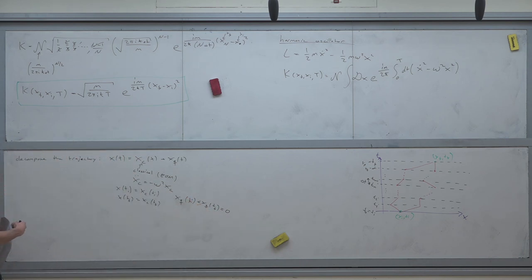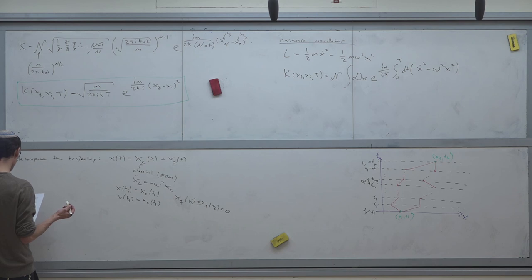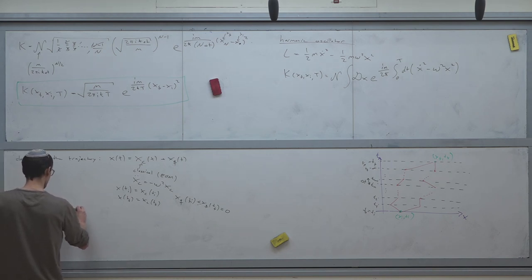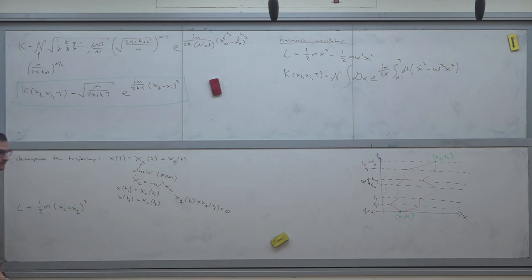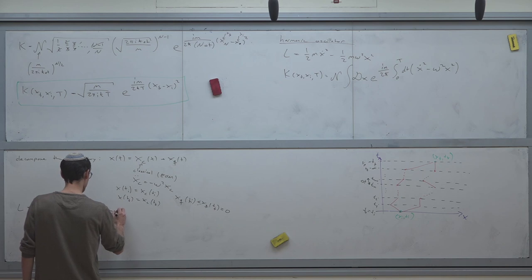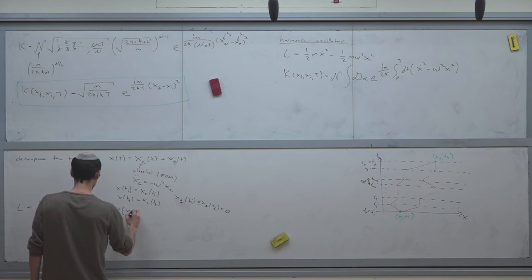So why was this even helpful? It looks cool, but why would we do this? So let's write down the Lagrangian. The total Lagrangian is now 1/2 m x dot squared, but x dot is xc dot plus xq dot, this thing squared, minus the potential energy, which is again (xc plus xq) squared.